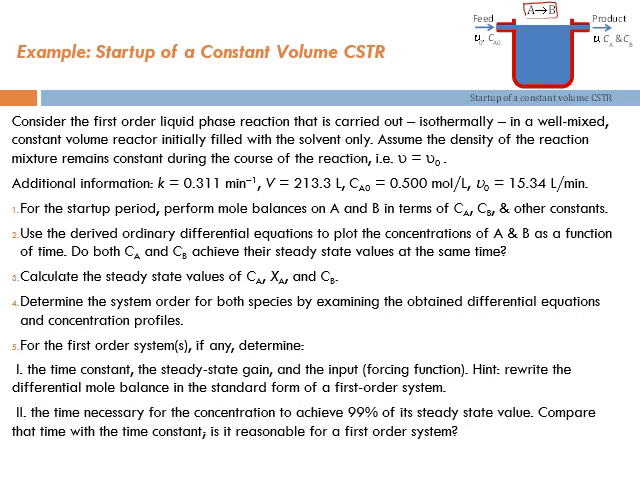Second requirement: the time necessary for the concentration to achieve 99% of its steady state value. Also calculate the time required for the concentration to achieve 99% of its steady state value, and compare that time with the time constant of the system, tau p. Is it reasonable for a first order system? Remember we said it should reach steady state in 4 to 5 times the time constant. Is it really true in this case for a first order system?